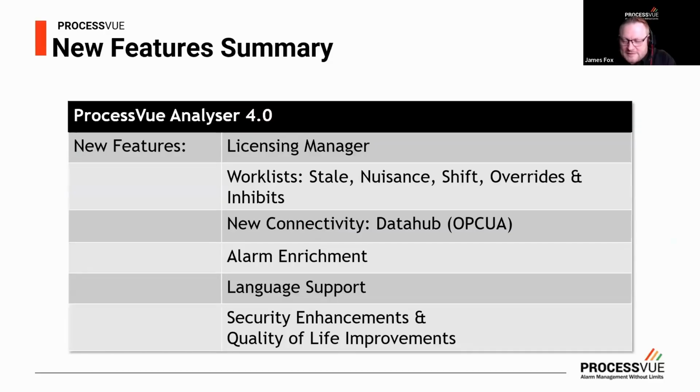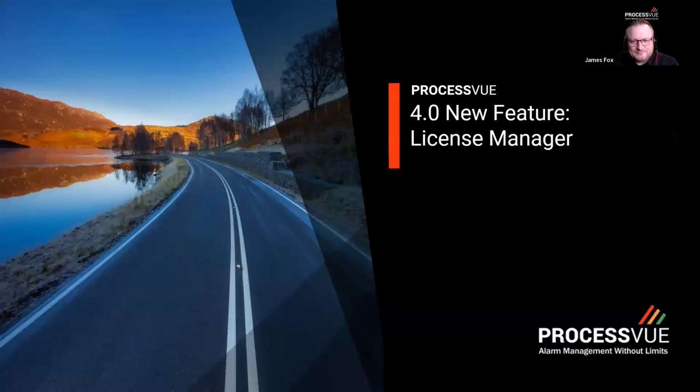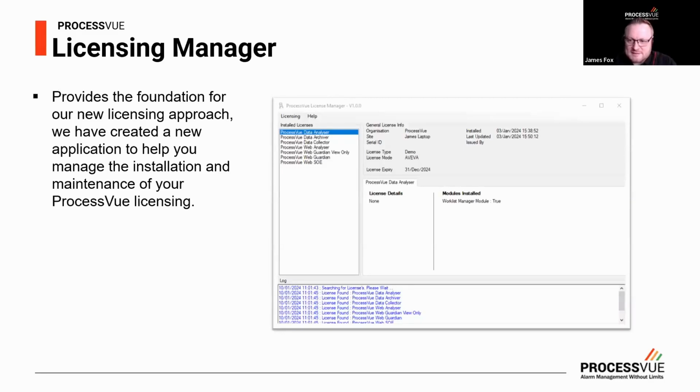So a quick summary of the new features. We've got a licensing manager that we're introducing. We've got a new additional module called work lists. We're introducing a new connector type to ProcessVue. We're enhancing alarm enrichment capabilities. We're introducing language support. And we've also been able to enhance the user experience and introduce some cyber security features. So let's dive in.